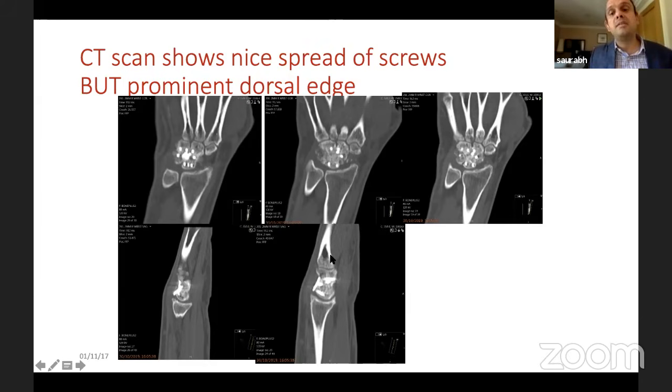But because we had done a CT scan, I thought I'll put these slides also. See how nicely the screws are spread. Radius, lunate, I've got 2 screws in lunate, 3 in capitate. That's where most of your screws should go. And it should spread all around in all your 4 bones. And obviously, before you take your plate out, you do a CT to see healing also. You can see it's all one lump of bone now.